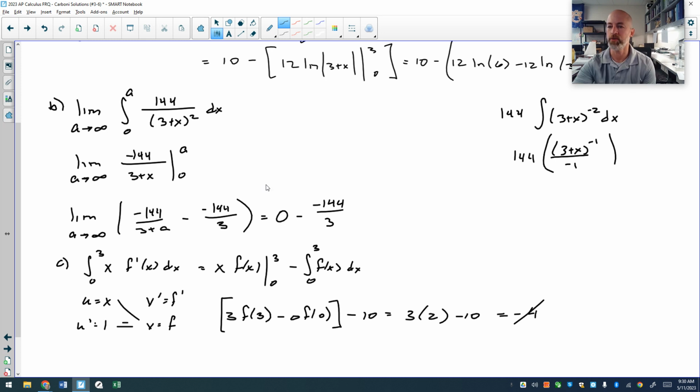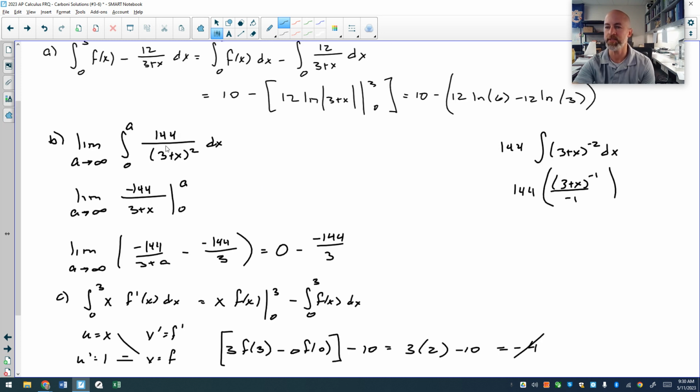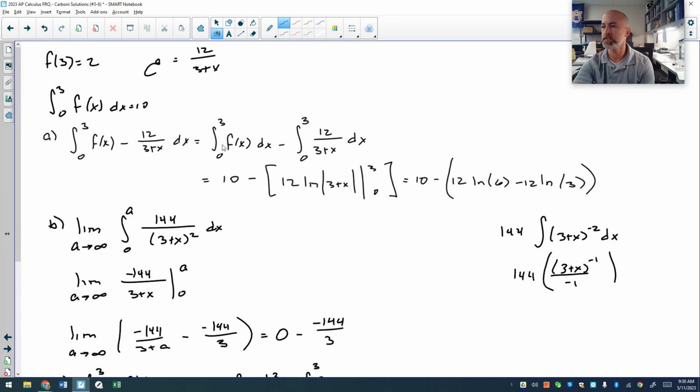I'm done with 5. So parts B and C were the BC specific. That's improper integrals. And part A was a very nice antiderivative, just area between two curves. So that is it for number 5.